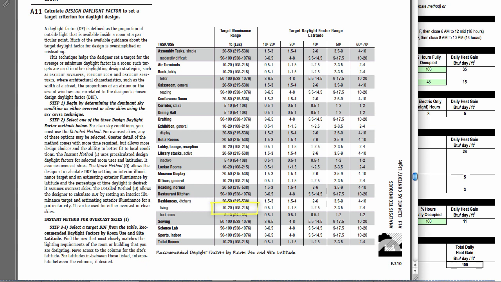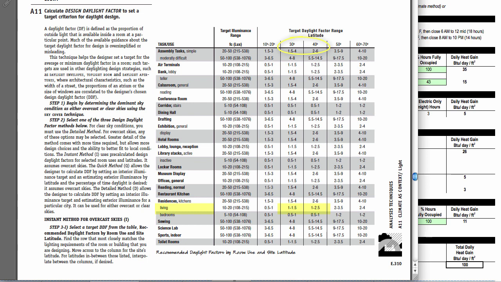To achieve this with daylight, we look under one of the latitude columns. Because outside illuminance is less at high latitudes than at lower latitudes, the daylight factor recommendations also differ by latitude. Knoxville is at 36 degrees north, so I will interpolate between the recommendations for 30 degrees and 40 degrees. For living spaces, the recommendation is 1 to 1.5% daylight factor at 30 degrees and 1 to 2.5% at 40 degrees. Strictly following the recommendations, I would choose a 1 to 2% daylight factor target.